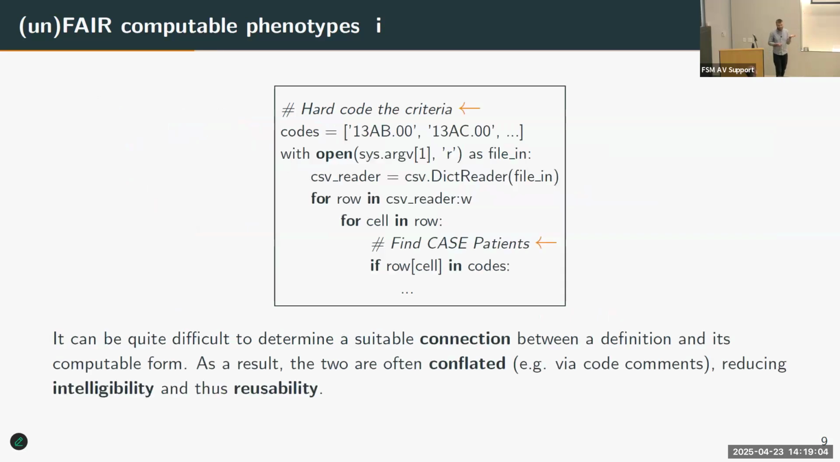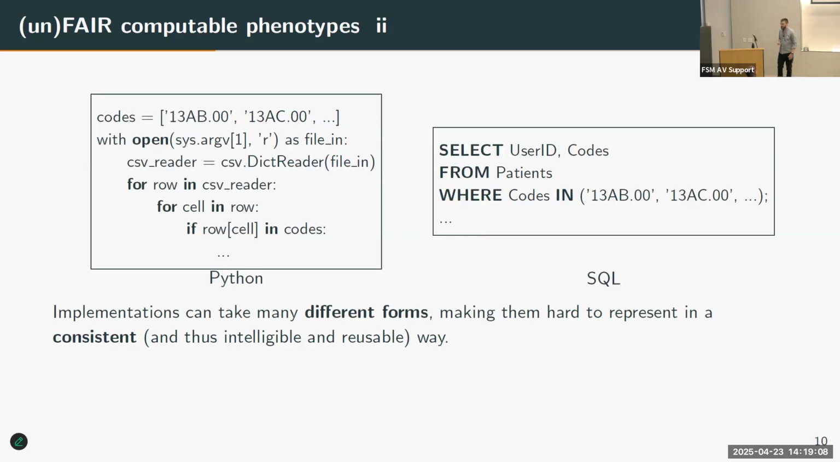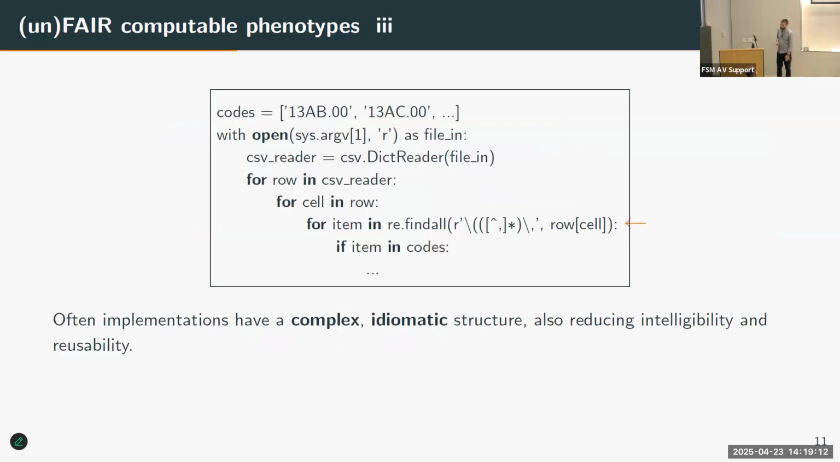Problem one was things were kind of unintelligible. We'd mashed together the logic with the implementation. Problem two, which isn't really a problem, it's actually quite nice, lots of different types of implementation. And then problem three is that code is kind of complex, right? It can get kind of complex. It can get worse than that. It can get quite idiomatic. People have ways of writing code that won't make sense to other people.